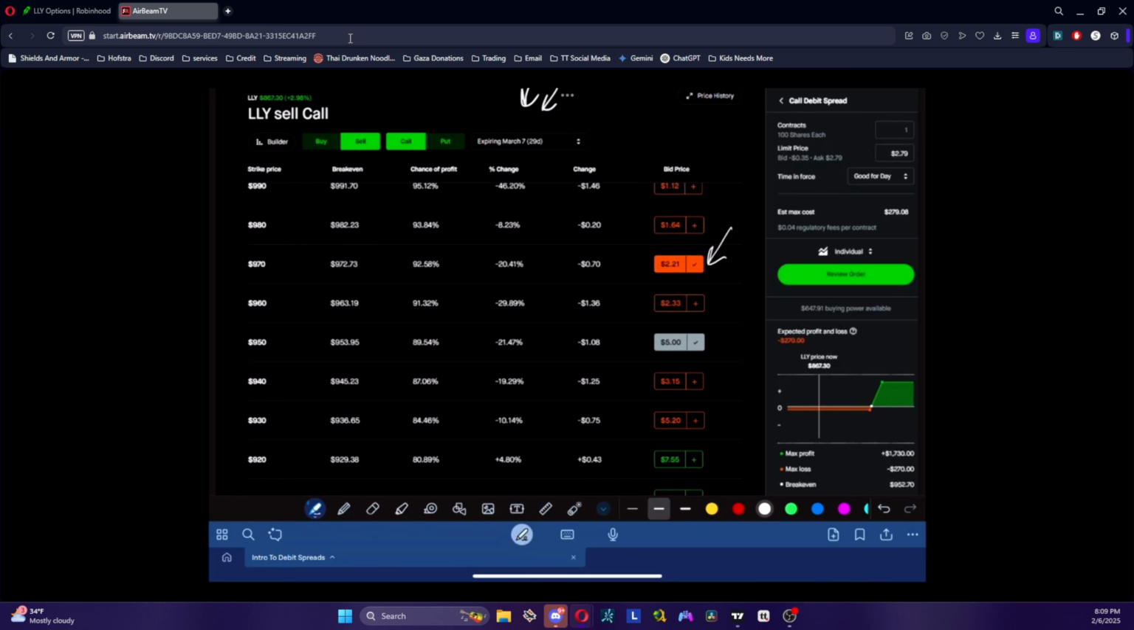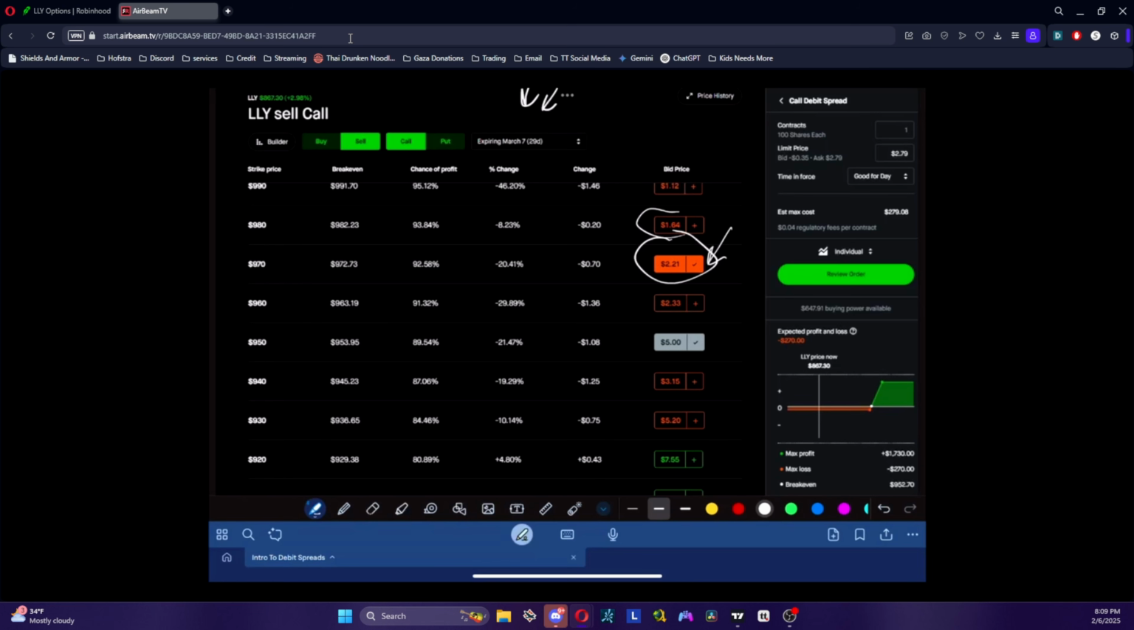So if you were to sell this contract, let's say the 970 call, or even the 980, whatever call you want to sell, that credit you receive will help reduce the cost and also give you a little buffer if the stock were to just hang around for a while or retrace. Now, how does that work?